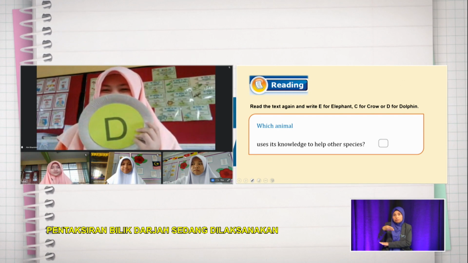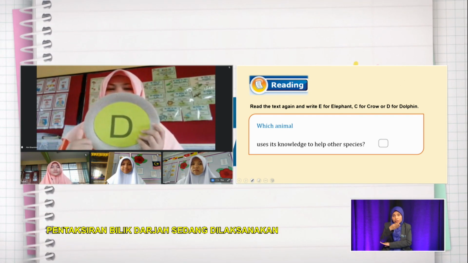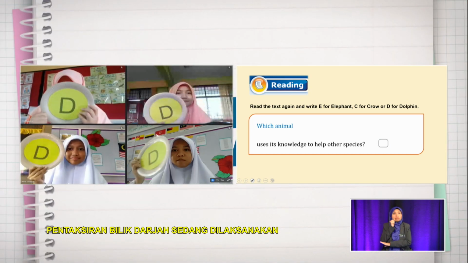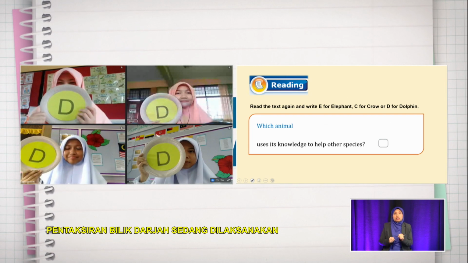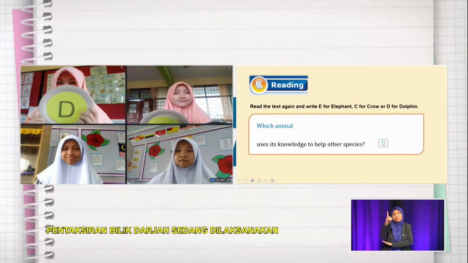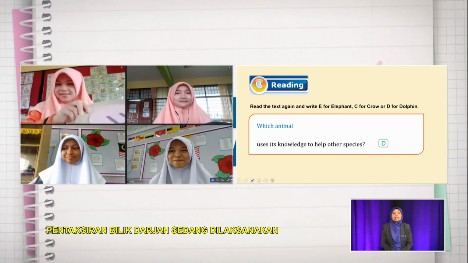Why don't we ask her friends? So what about the rest of you? Do you agree with Shamimi? If you agree with her, put up your D. If you have another answer, put up another letter. All answer D. So why don't we check the answer? Yes! The answer is D. Well done, Shamimi. Good job. Okay, and what's next, teacher?